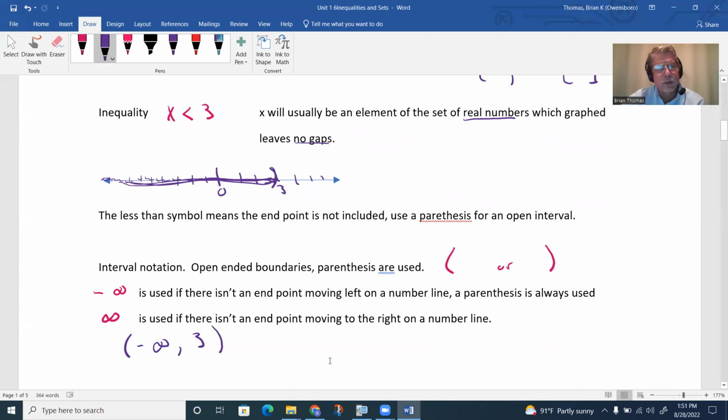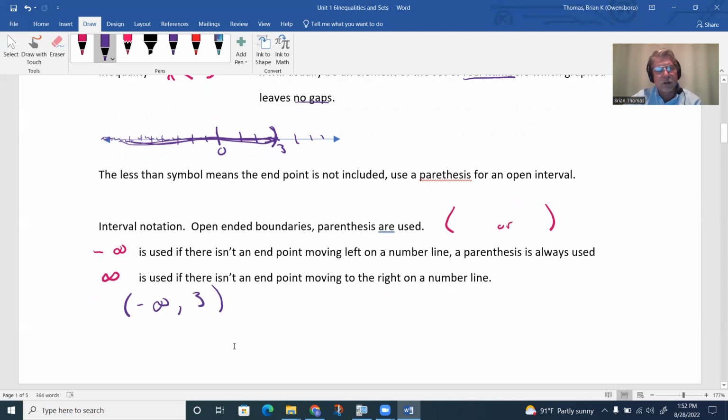We're not going to include it, so we're going to use a parenthesis with the 3. So when you use interval notation, what goes on the left side is the left boundary, and what goes on the right side is the right boundary. But since there wasn't really a left boundary, we use negative infinity. And there was a right boundary, which is 3, but we use a parenthesis, which means we do not include the endpoint.